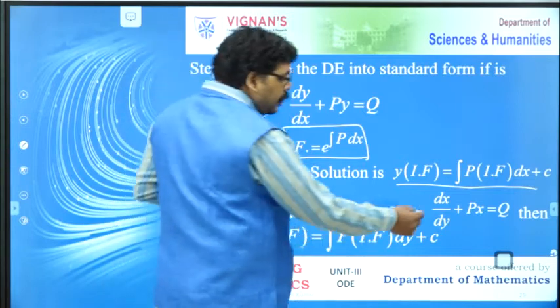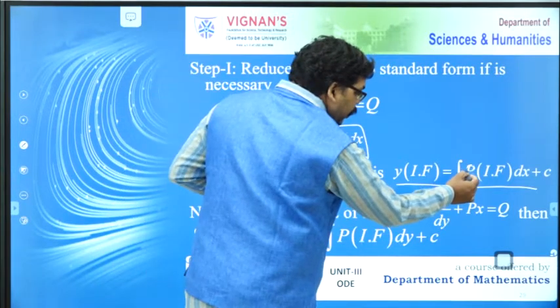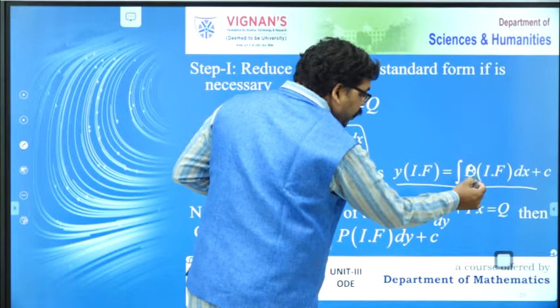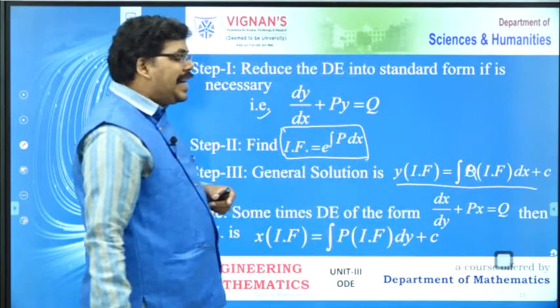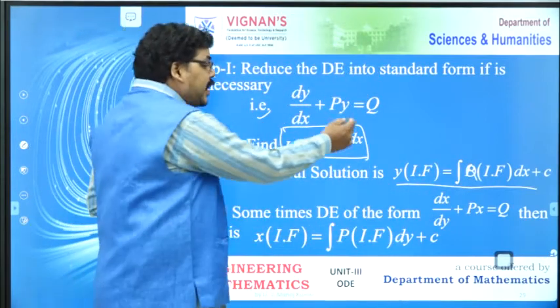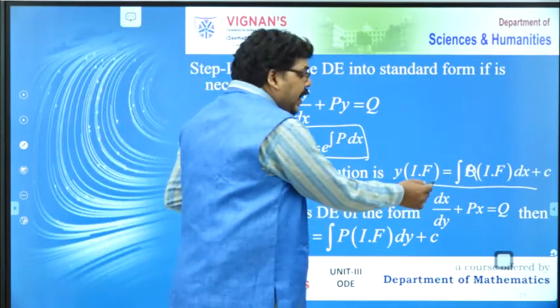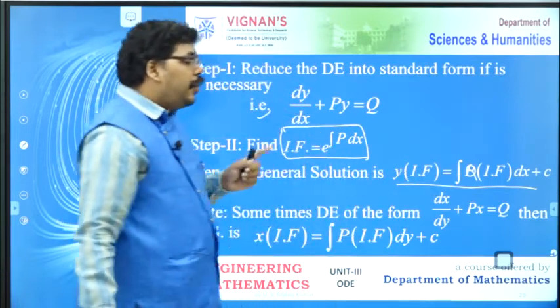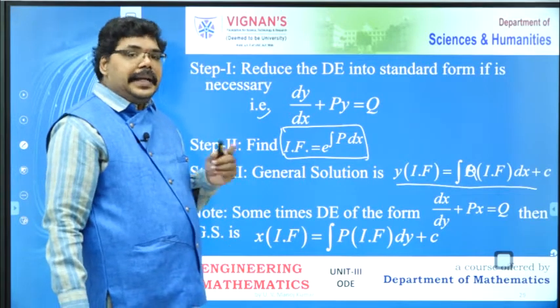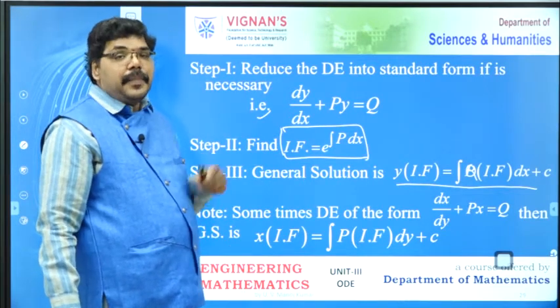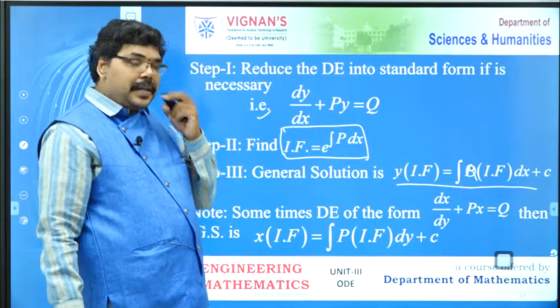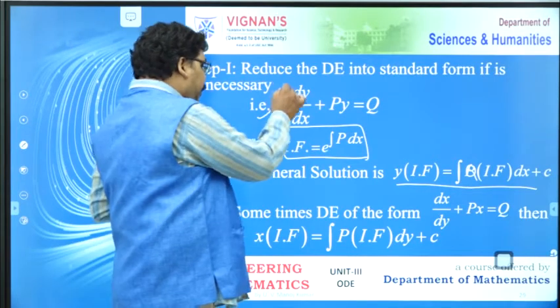So, this is q. Right hand side function. What is the right hand side function in the equation? Q. So, y into integrating factor is equal to integral of q into integrating factor dx. What is plus c there? Plus c is the integrating constant. So, we should remember all these three.